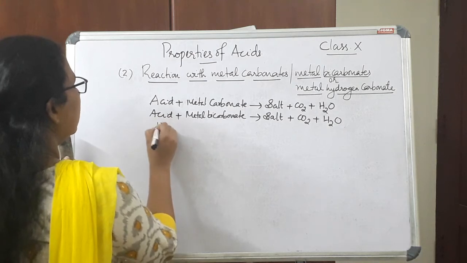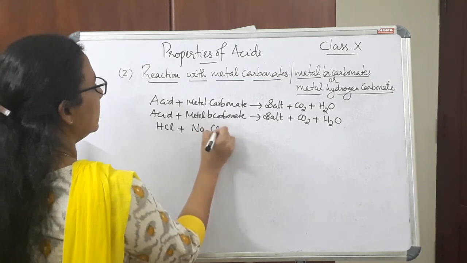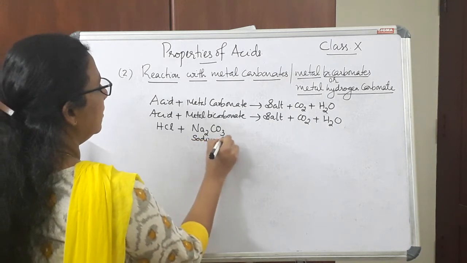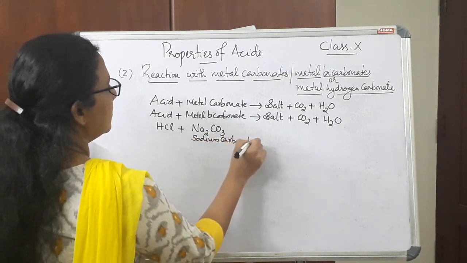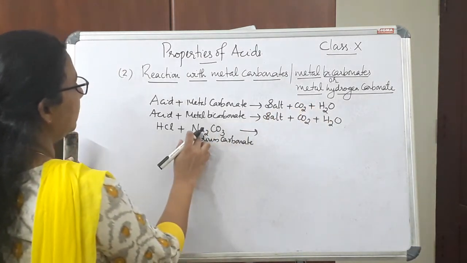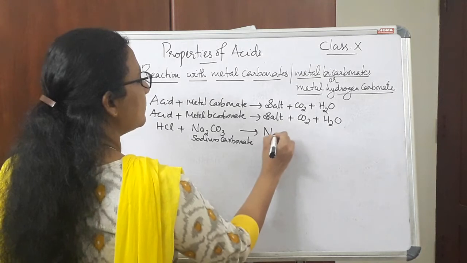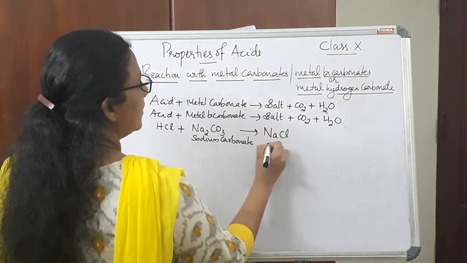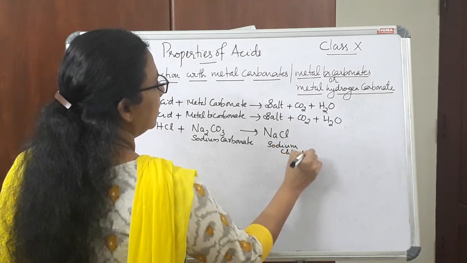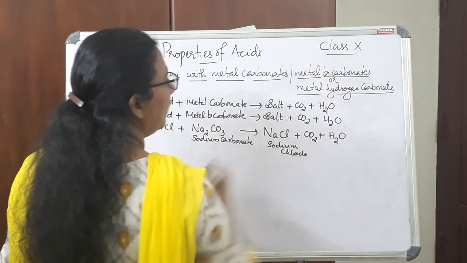When HCl, hydrochloric acid, reacts with metal carbonate, that is Na2CO3, an example of metal carbonate, actually sodium carbonate, the products will be salt, carbon dioxide and water. Here the salt formed is sodium chloride, NaCl, that is the corresponding salt. Then carbon dioxide and water are the byproducts.